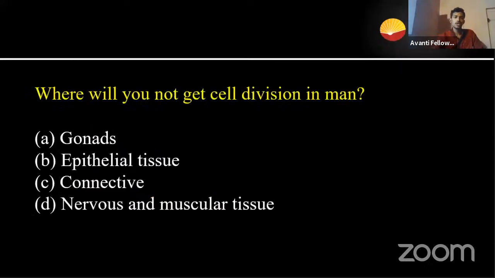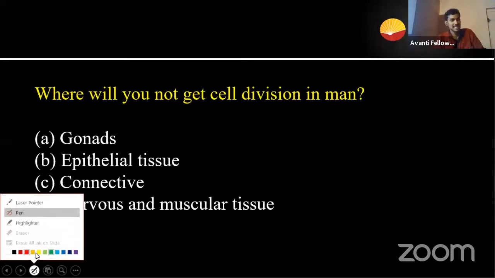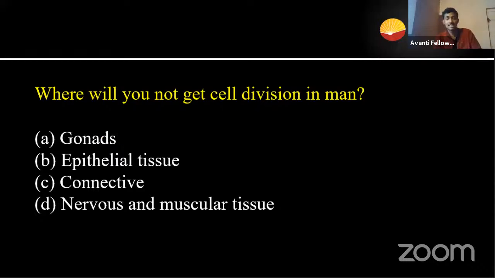Another question here. Where will you not get cell division in man? Grammar and everything aside, I think you understand the question. Options: gonads, epithelial tissue, connective tissue, nervous and muscular tissue. I don't know why they added such an easy question.